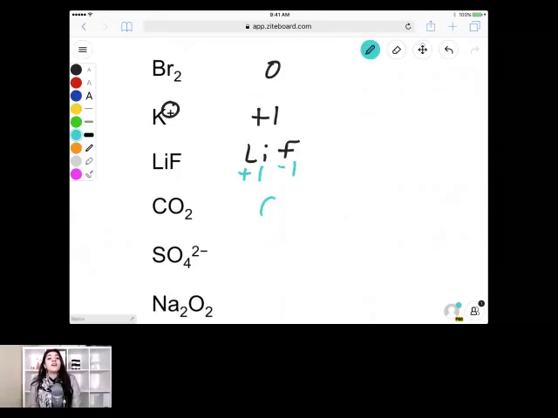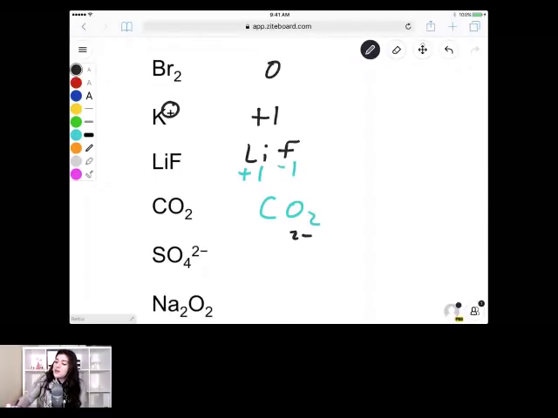And we'll see that oxygen, that's one that we know, is a 2- charge. Now I'm going to do a little bit of math here. It's a 2- charge, but we have 2 oxygen, right? We have that subscript of 2. So I'm going to multiply that 2- by that 2 subscript, which gives us a 4-. What I'm doing right here is my way of figuring out what carbon is. I'm looking for the oxidation number of carbon.